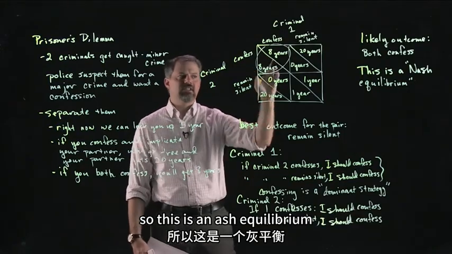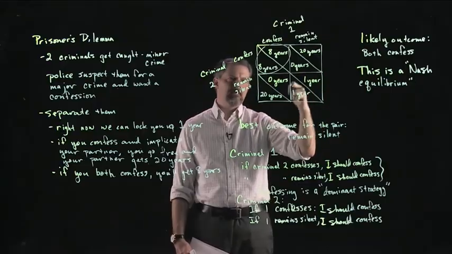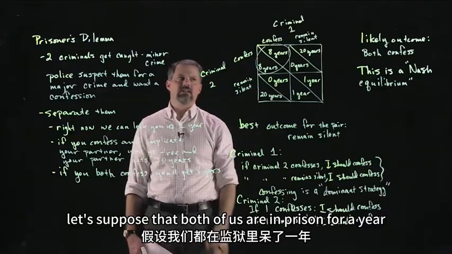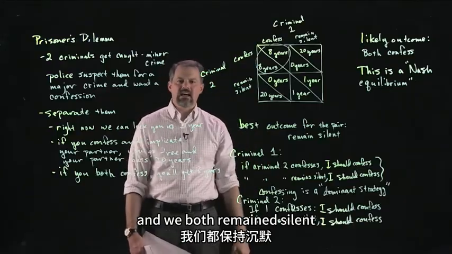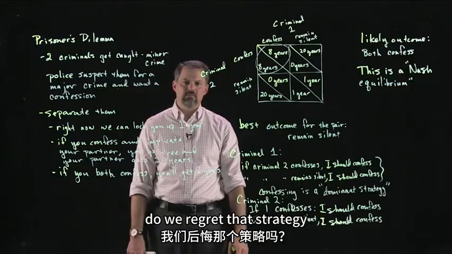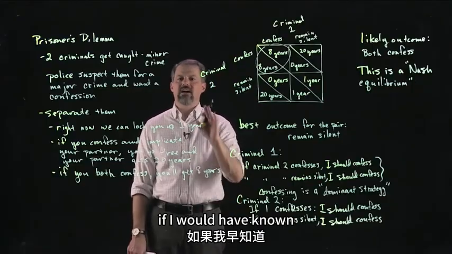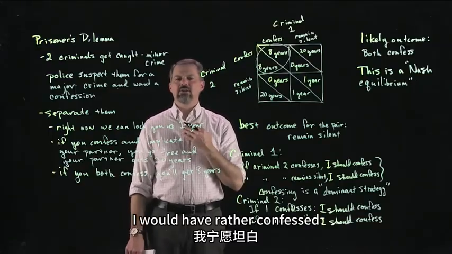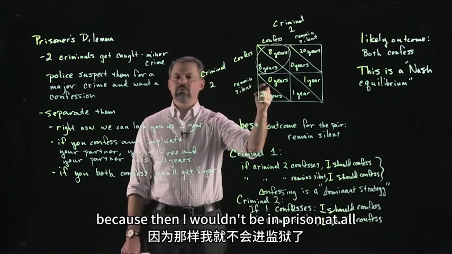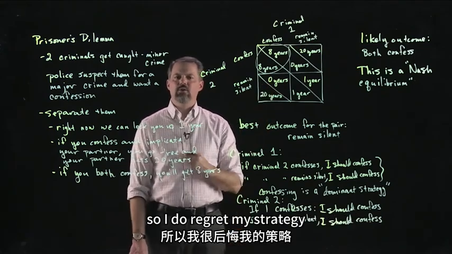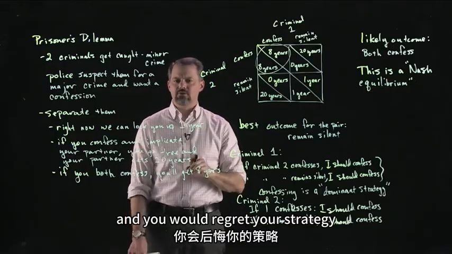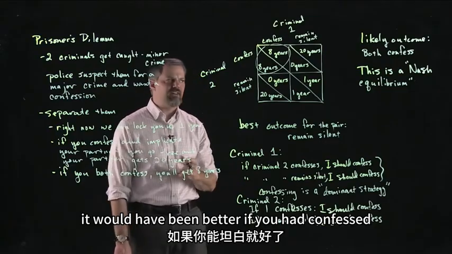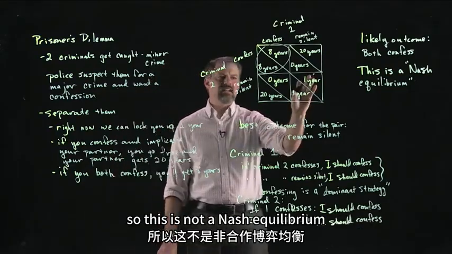So this is a Nash equilibrium. Let's think about this one. So let's suppose that both of us are in prison for a year and we both remained silent. Do we regret that strategy? Well, I regret my choice. If I would have known you were actually going to remain silent, I would have rather confessed, because then I wouldn't be in prison at all. So I do regret my strategy, and you would regret your strategy. Knowing that I had remained silent, it would have been better if you had confessed. So this is not a Nash equilibrium.